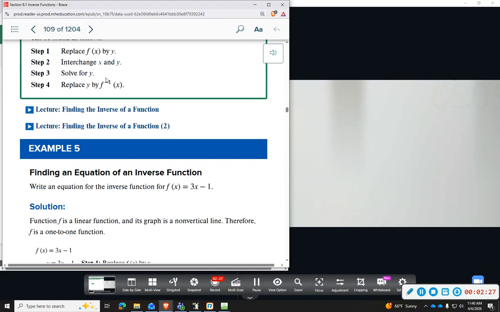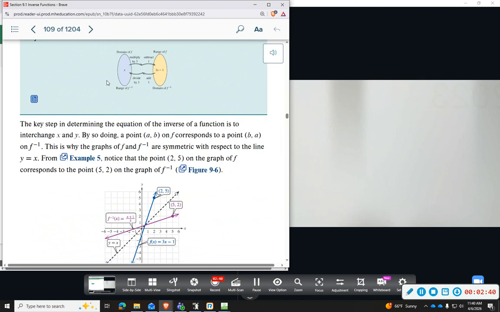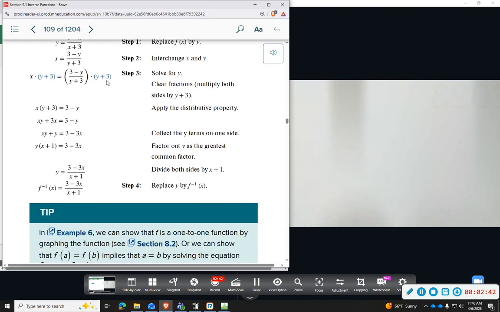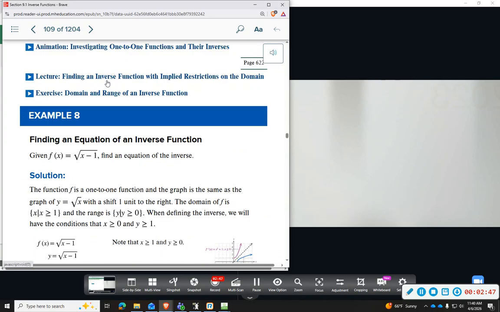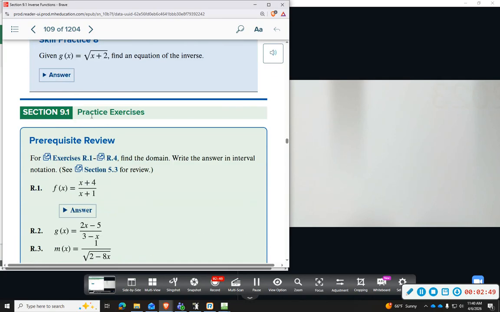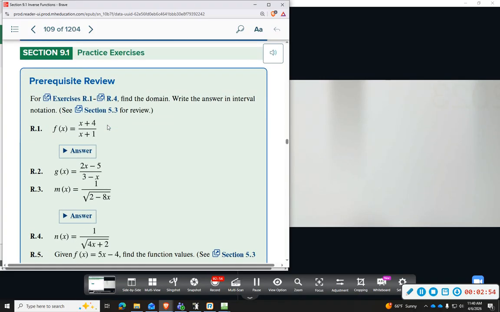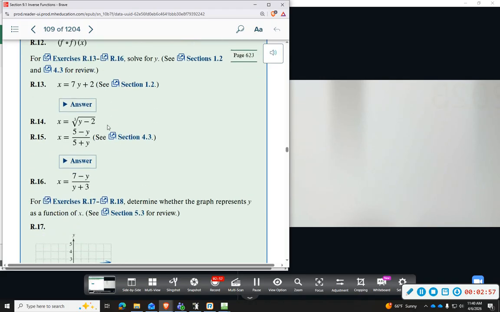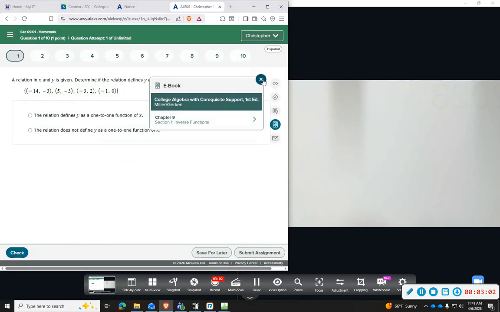Once you have solved for y, replace that y with f inverse, f negative 1. That's not a negative 1, that's an exponent, but it's just a symbol for f inverse. All of this I'm going to show you when we get into the Aleks homework. One more topic they mention is when you find the inverse: you want to find the inverse whenever it is one-to-one. After this is just a bunch of practice exercises. Just remember you do have this textbook, a lot of good information there.